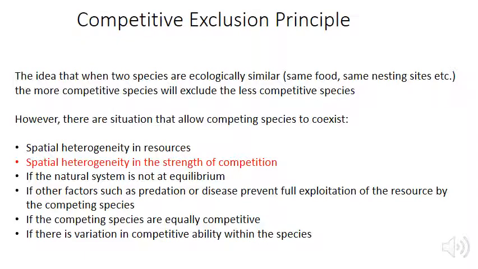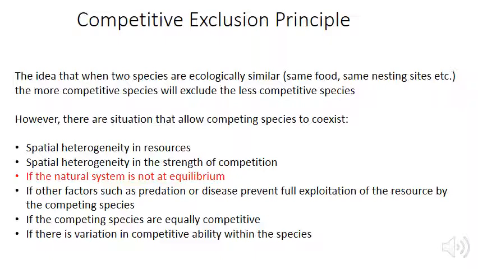So the second mechanism for coexistence is spatial heterogeneity in the strength of competition. This is similar to the first one, but essentially the difference here is that availability of resources is not the only thing that affects the strength of competition. So across the landscape there are also going to be differences in rates of disease, in predation or parasitism, and these things are going to affect how strongly a certain species competes in these different areas. So across the landscape there are likely to be patches where some of these factors reduce the level of competition between species and allow for coexistence.